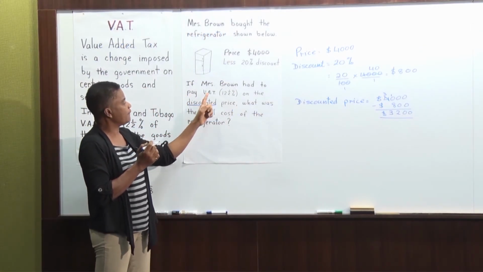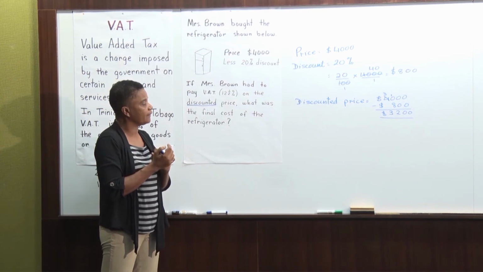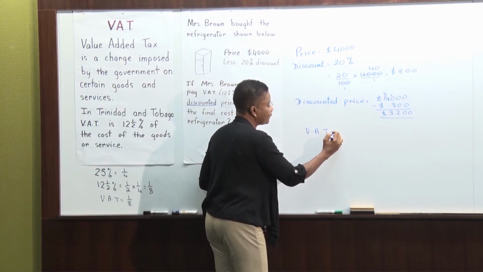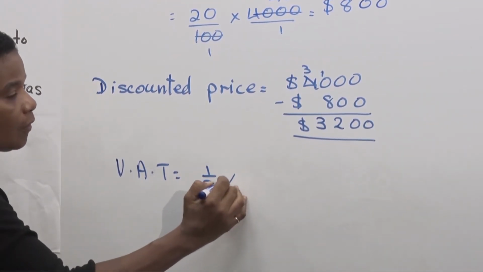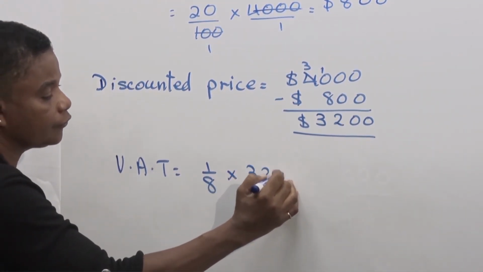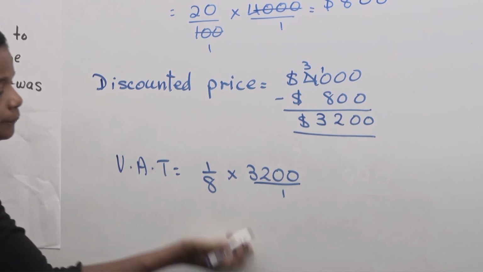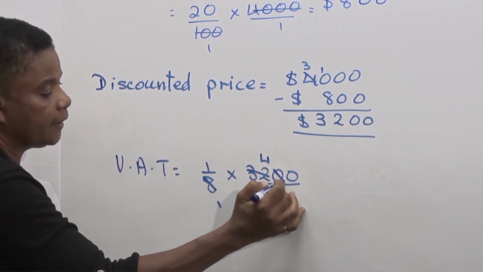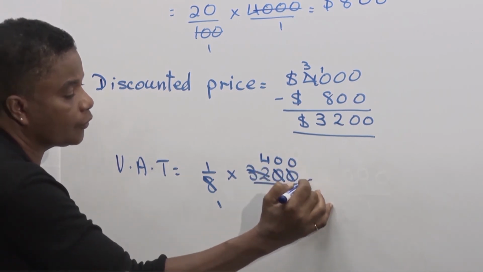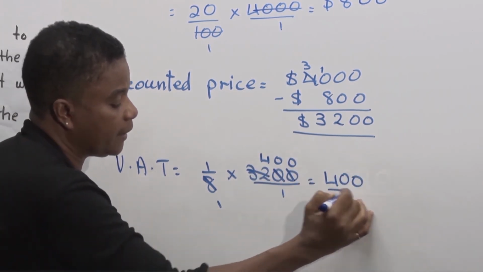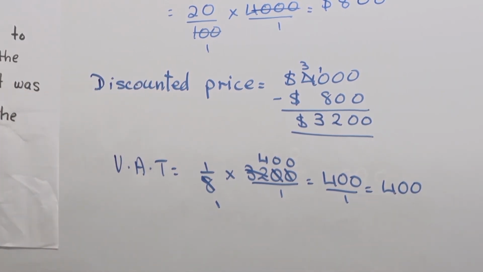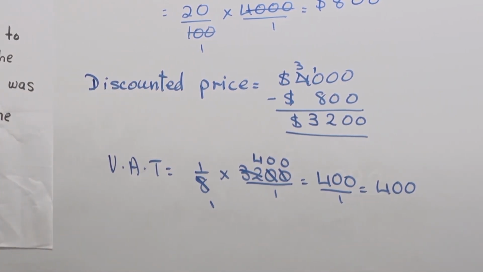She now has to pay VAT on the discounted price. So let's work out the VAT. The value added tax would be 1/8 of $3,200. 8 into 8, 1. 8 into 32, 4. 8 into 0, 0. 8 into 0, 0. That works out to be $400 VAT. We are still not finished.